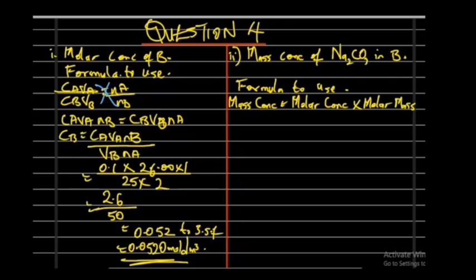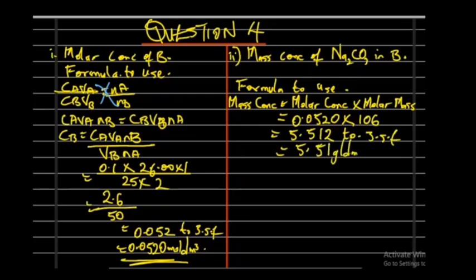We know that the molar concentration is what we just calculated to be 0.0520, multiplied by the molar mass of sodium trioxocarbonate, which is 106. That gives us 5.512, and to 3 significant figures it is 5.51 grams per dm cube. So that is our answer for that second question.